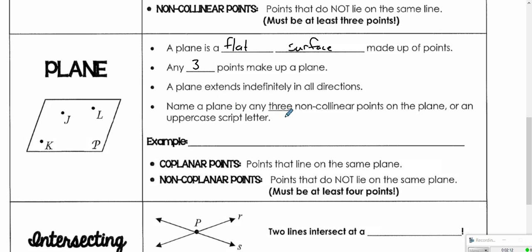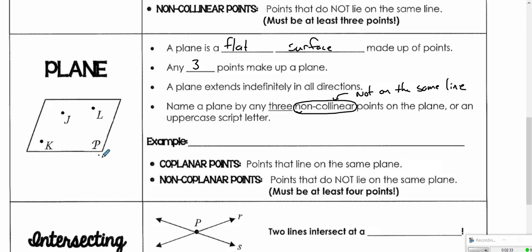You can name a plane by any 3 non-collinear. Ooh, that's a weird word. Non-collinear means not on the same line. Okay, name a plane by any 3 non-collinear points on the plane, or an uppercase script letter.